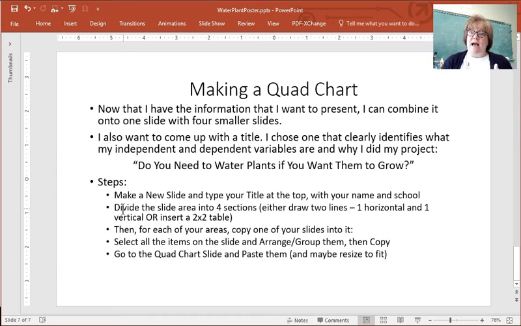So I'm going to go back, and for each one of my slides that I've already made, I'm going to copy it and put it into one small area on my quad slide. And for that, it's really important that you select all of the items. In PowerPoint, you go back to the slide, select all the items, and group them together. That way, if we resize them, it will resize everything proportionally and it comes out nice. And then I want to copy it, and paste it onto the area of the slide, and I may need to resize it so that it fits in that little area that I've made. So let me see if we can do this together.